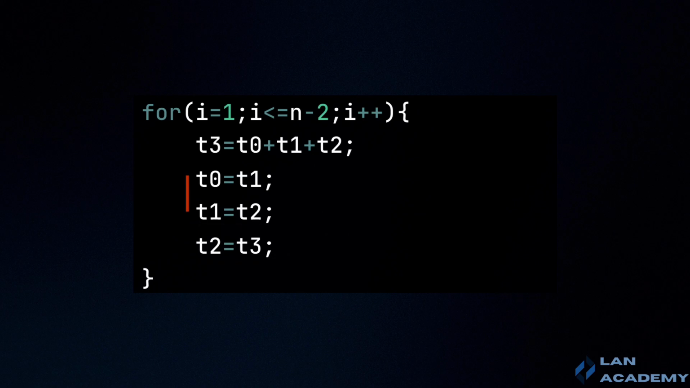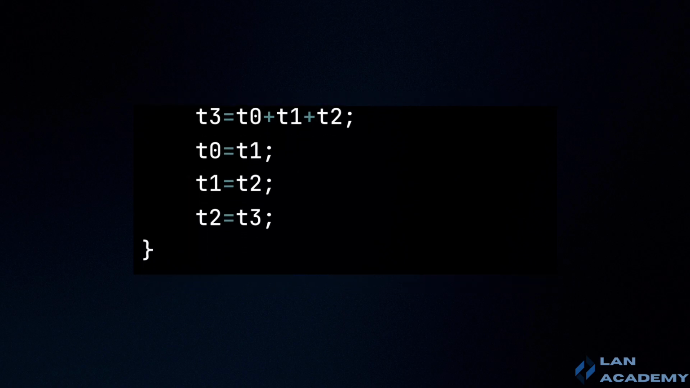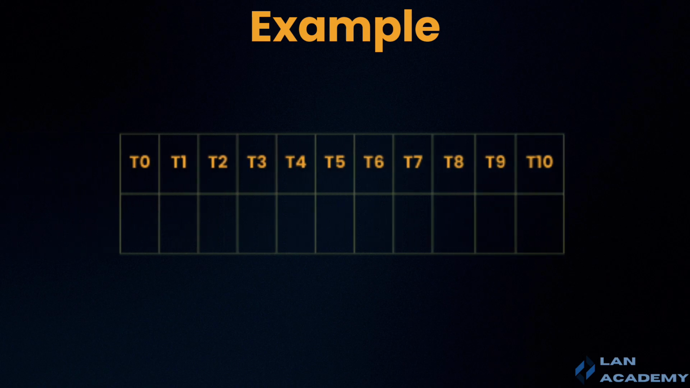This process ensures that in each iteration, the three variables t0, t1, and t2 hold the correct values to compute the next term in the sequence. After the loop completes, the variable t3 contains the value of the nth term of the Tribonacci sequence, which is then returned as the result. Let's consider an example with n equals 7. The Tribonacci sequence begins with 0, 1, 1, and from there the following iterations occur.